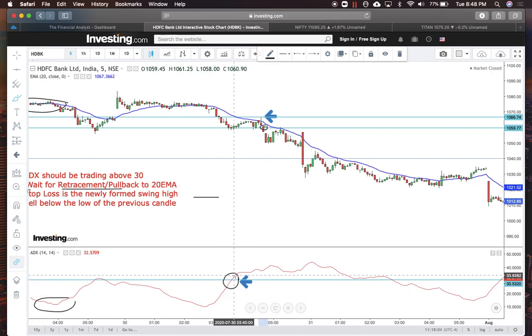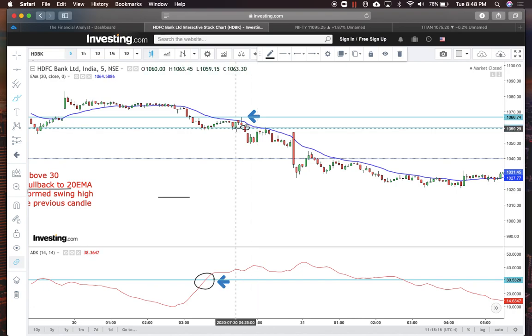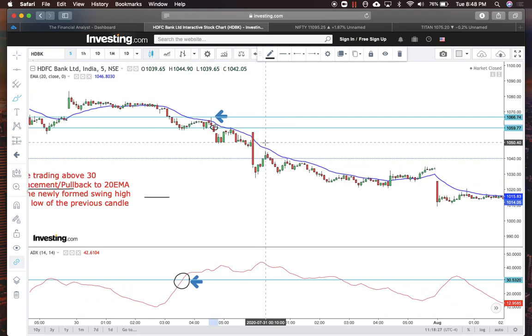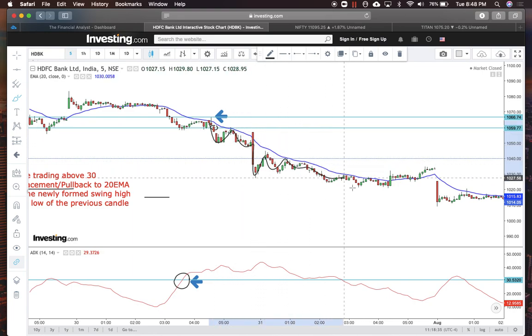ADX above 30 giving you indication of a trending market. Number 2, you need a pullback towards that 20 EMA. Stop loss is that swing high, and you will be selling when you are going below the previous candle. So the previous candle is this green candle. When the low is broken, take a short entry, enjoy that profit that you will be getting in this trade. And as you know, when the markets are trending, you will be taking a good resistance at the 20 EMA. You can keep on trailing the 20 EMA and keep on enjoying that market.